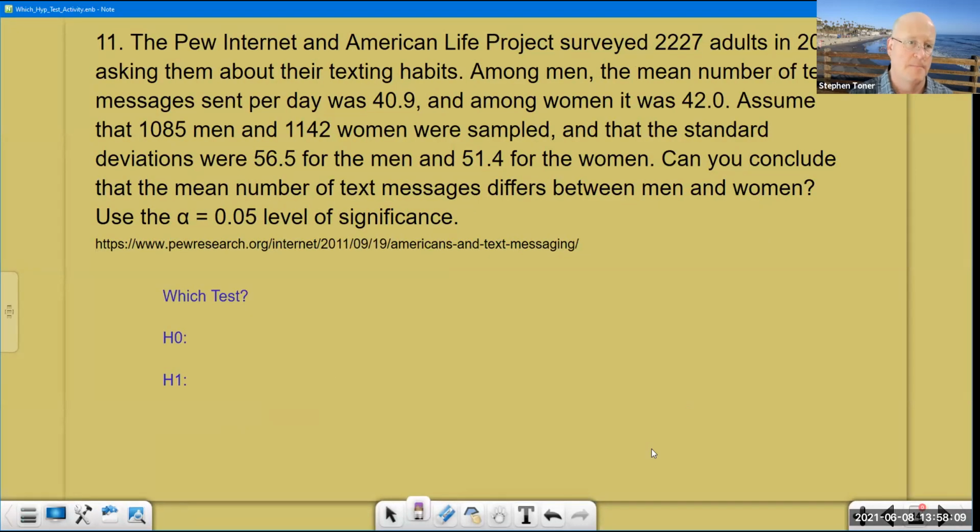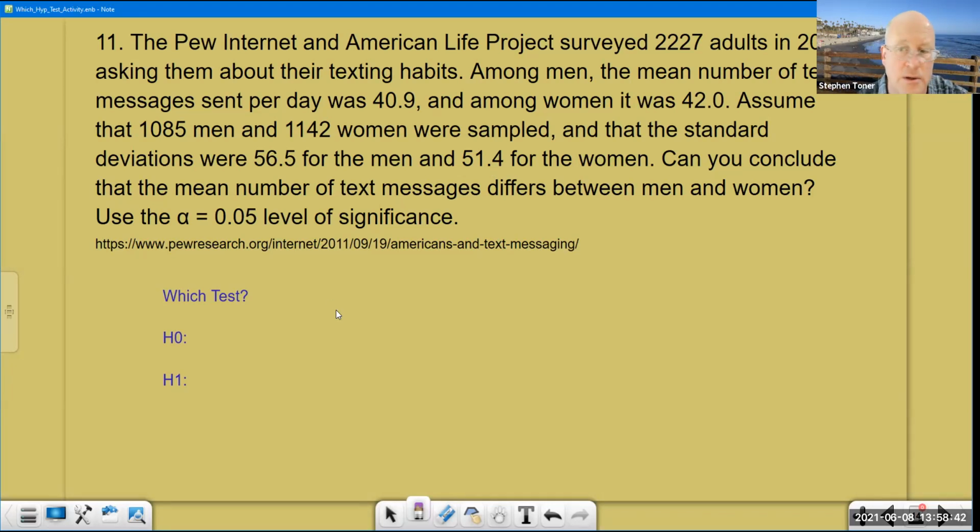Number 11, the Pew Internet and American Life Project surveyed 2,227 adults back in 2011, asking them about their texting habits. Among men, the mean number of text messages sent per day was 40.9, and among women, it was 42.0. Assume that 1,085 men and 1,142 women were sampled, and that the standard deviations are these two numbers that you see there.